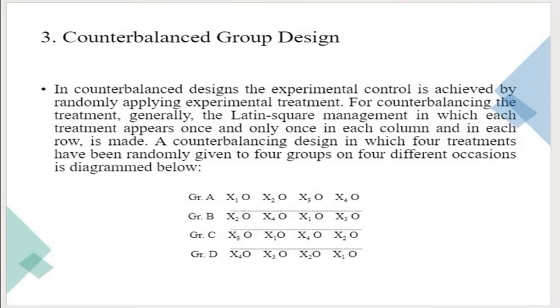Variables like history, maturation, testing, instrumentation, selection, regression, and experimental mortality are well controlled by the counterbalancing design. One source of external invalidity, however, creeps into the counterbalanced design, that is, multiple X interference, which lowers the generalizability.